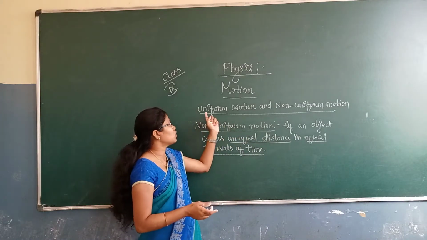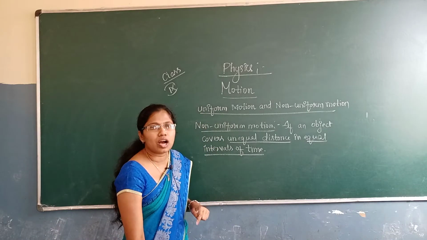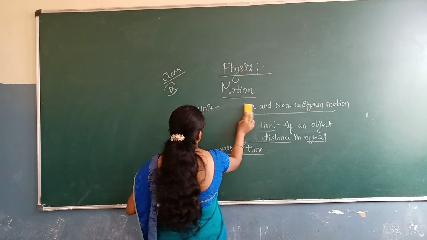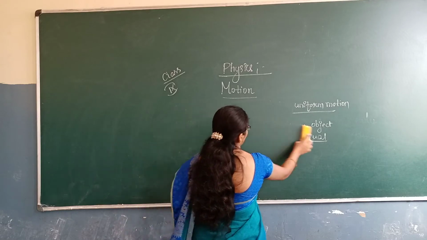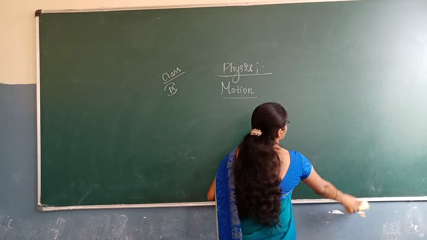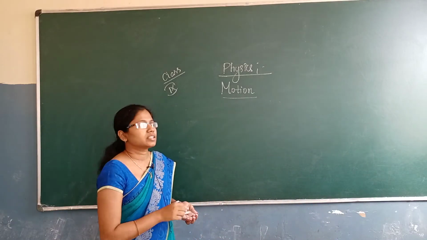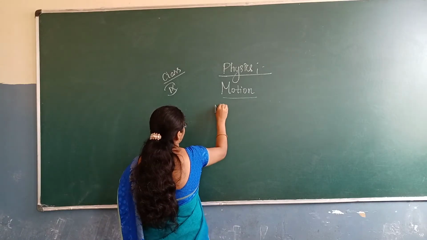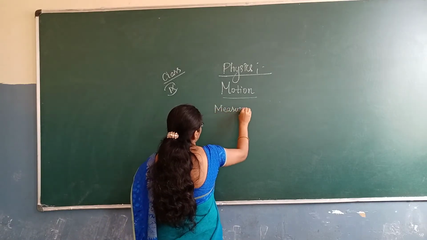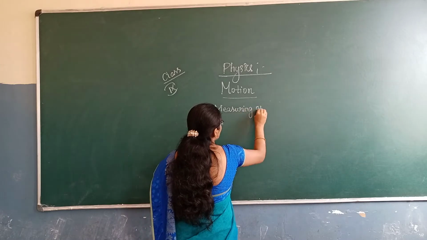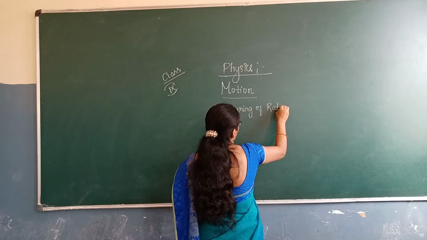So this is about the definition of uniform and non-uniform motion. Then after this, the next topic that we are going to learn is measuring the rate of motion.